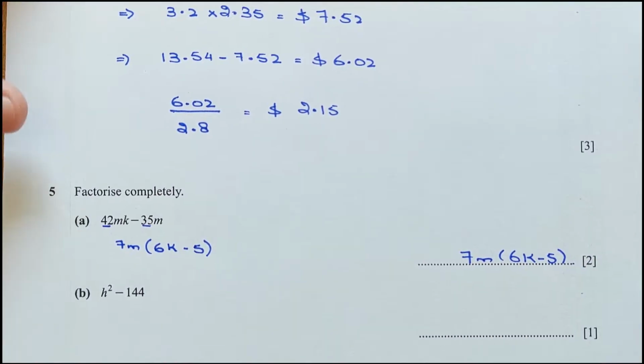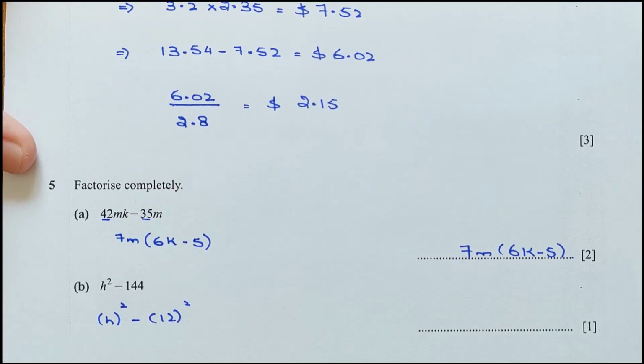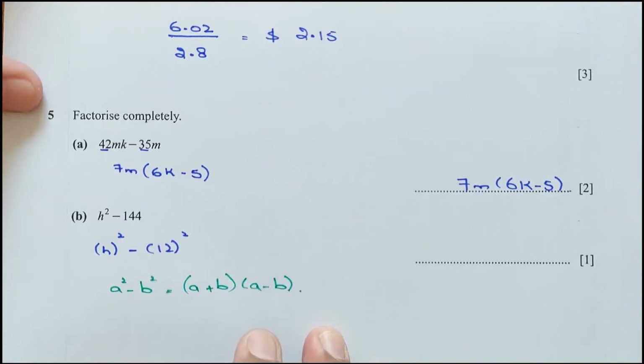Right, now for part B, h squared minus 144. It is a difference of squares, so we use h squared minus 12 squared. 144 is the square of 12. The difference of squares a squared minus b squared, using the formula, is equal to a plus b into a minus b. These are going to be the factors.